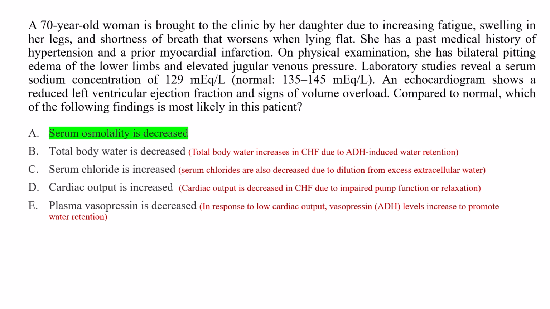And option D is incorrect because cardiac output is decreased and not increased in congestive heart failure, as the heart has decreased pump function in systolic heart failure and a decreased relaxation in diastolic heart failure. And option E is incorrect because vasopressin is another name for antidiuretic hormone, and its secretion is increased as a compensatory mechanism in an effort to maintain perfusion of organs in congestive heart failure.